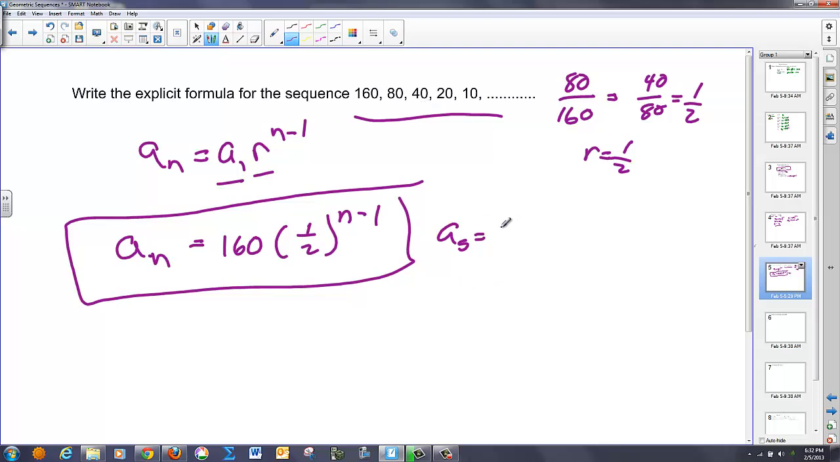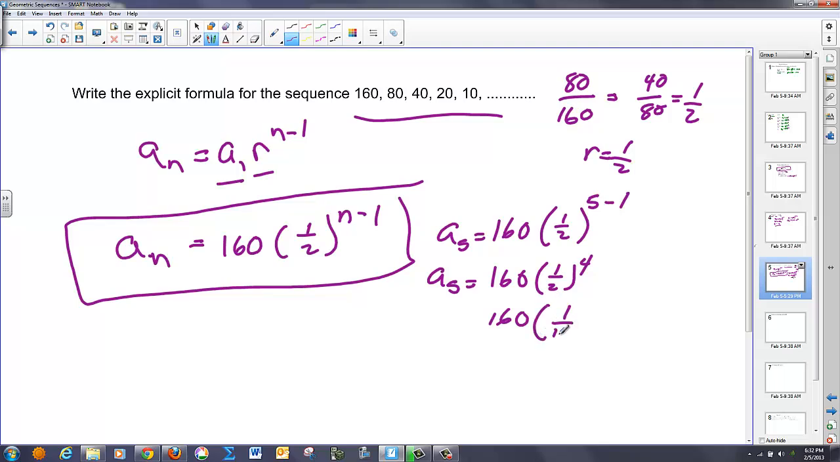So I have 160 times 1 half raised to the subscript, which is 5 minus 1. So a sub 5 equals 160, a half to the 4th, which is 160 times 1 over 16, which gives me a 5th term equivalent to 10. So sure enough, it worked. So the boxed answer right here is my explicit formula.